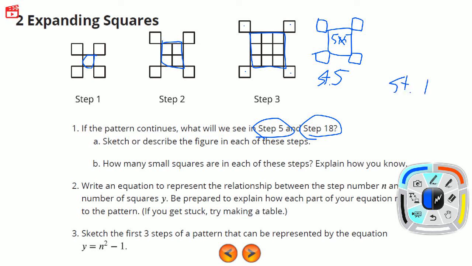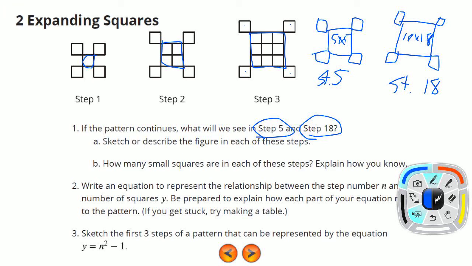And then lastly, step 18 would be an 18 by 18 square in the center, again with the 4 squares added in the corners.